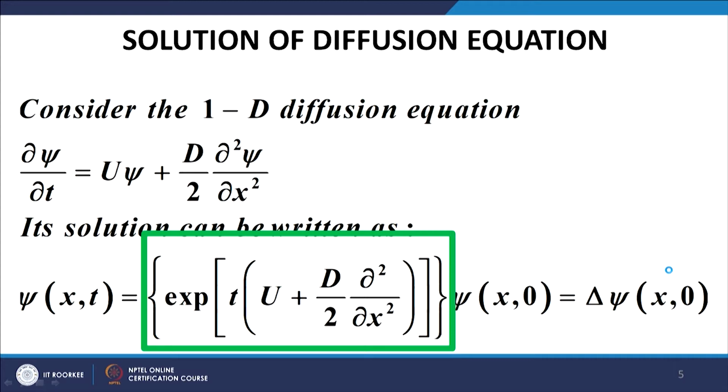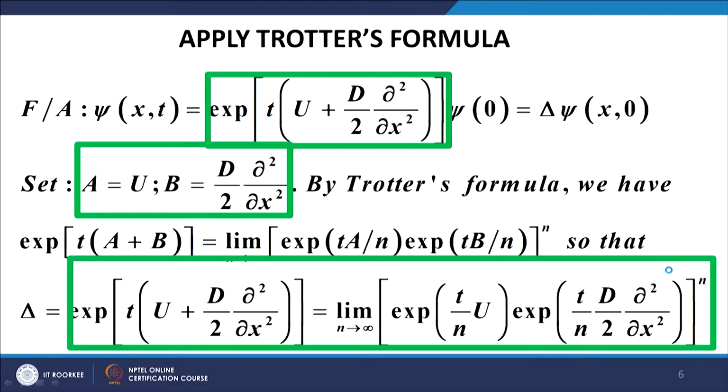We started with this expression, and then we proceeded to simplify the expression that is contained in the green box at the bottom of the slide. How did we do it? Well, the first step we did was to use Trotter's formula to write it as a product of exponentials to the power n with the limit n tending to infinity. We wrote this expression exponential t bracket U plus D by 2 del square upon del x square as a limit n tending to infinity exponential t upon n U exponential t upon n D by 2 del square upon del x square, and the whole thing raised to the power n.